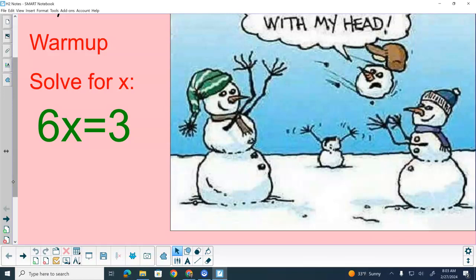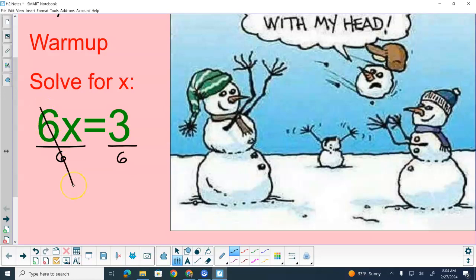what? How am I going to solve? Divide both sides by 6? So I'm going to divide both sides by 6. What happens over here on the left side? So the 6 is canceled out, right? That's why we're doing it. Okay? So then we're left with just x.